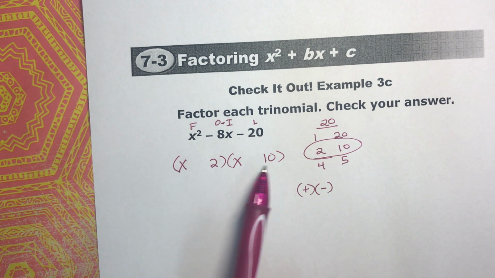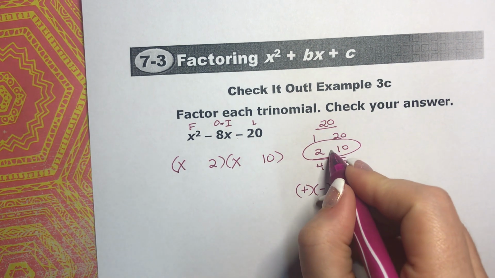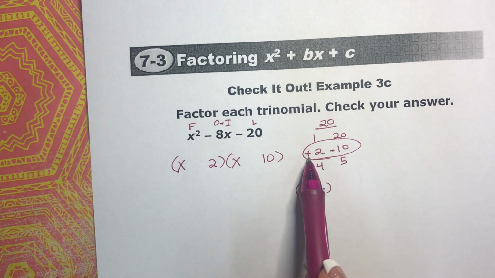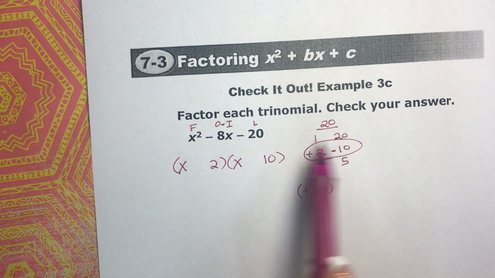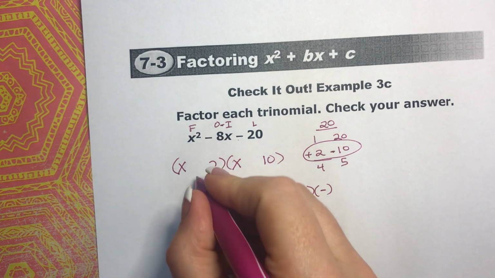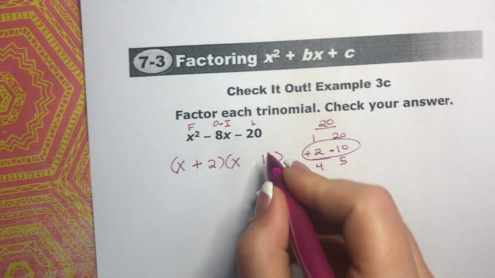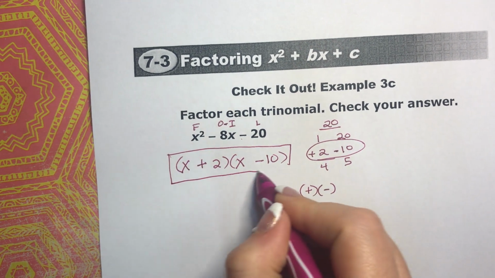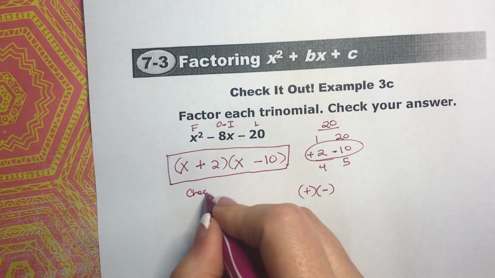That means that the bigger of the two needs to be negative. So 10 is going to have to be negative and 2 is going to have to be positive, because a positive 2 minus 10 is the only way you get a negative 8. Okay? So the plus goes here with the 2, the minus goes with the 10, and then there is our answer, and then we're just going to check it.